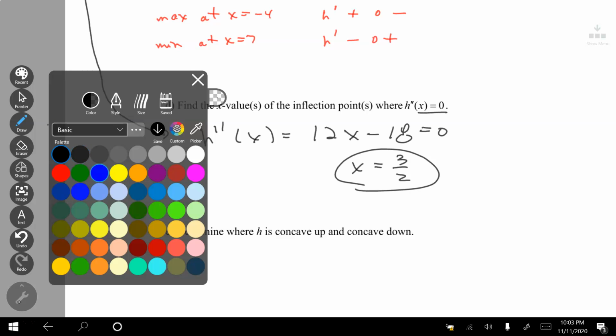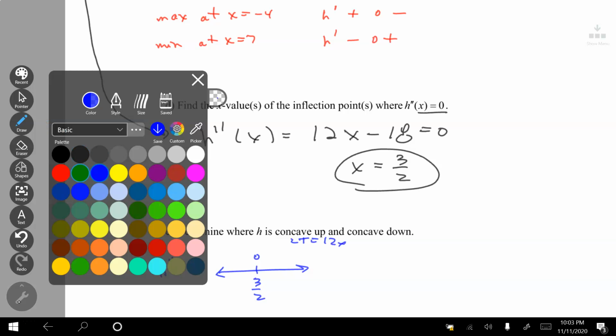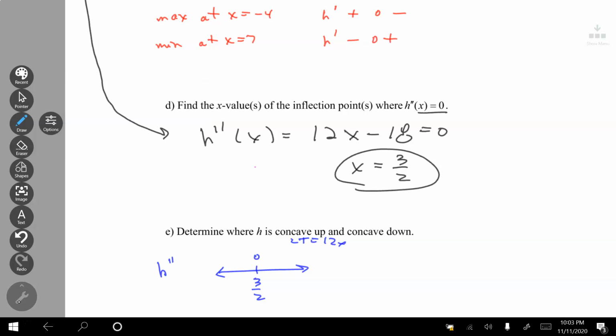So I'm going to make a number line. This is an h double prime number line. Here's 3/2. That's an inflection point. The leading term of the second derivative is 12x, which means the right side is positive, left side is negative. So I have concave up from 3/2 to infinity, and concave down from negative infinity to 3/2.